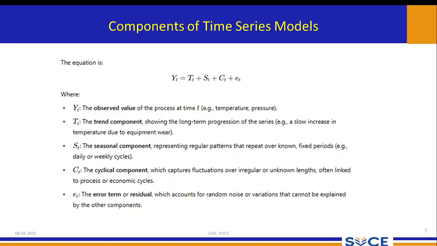That is an example they have given here. It may be an increasing trend or maybe a decreasing trend. The second one is the seasonal component, a regular pattern that repeats over known fixed periods. Maybe, for example, on a daily basis or weekly cycles. It's seasonal behavior.